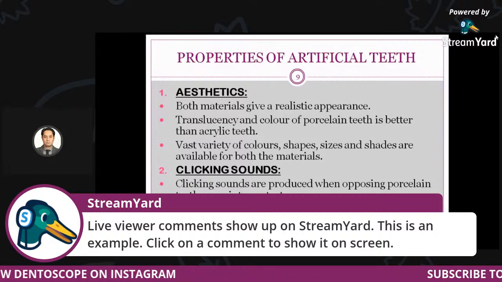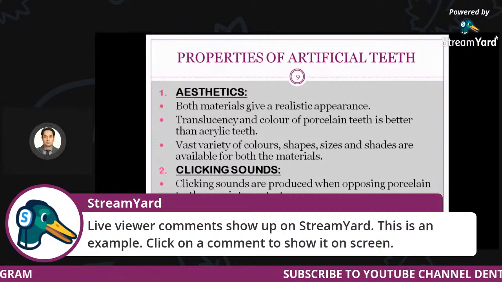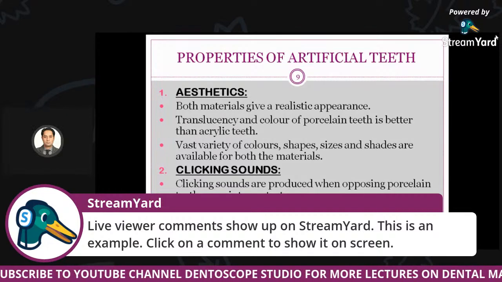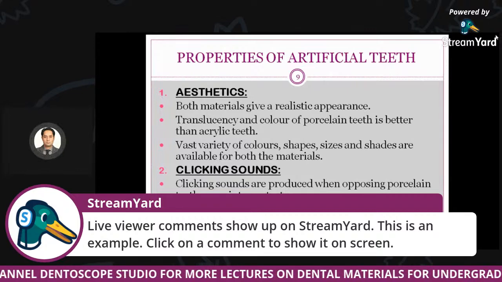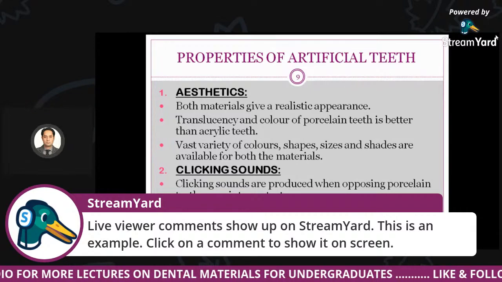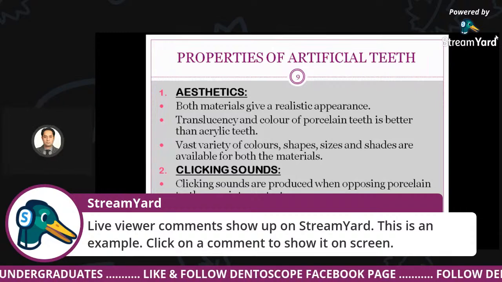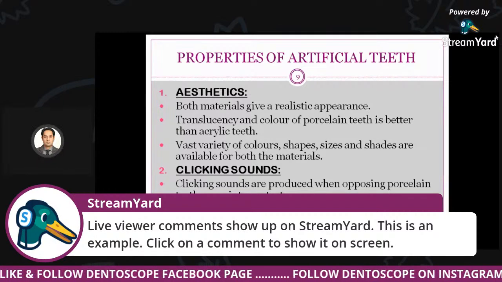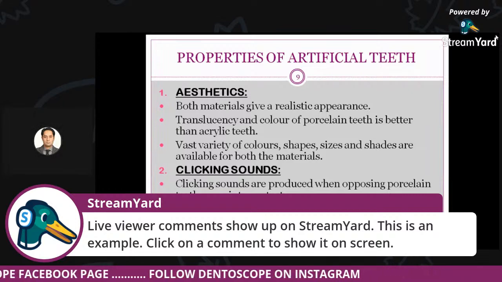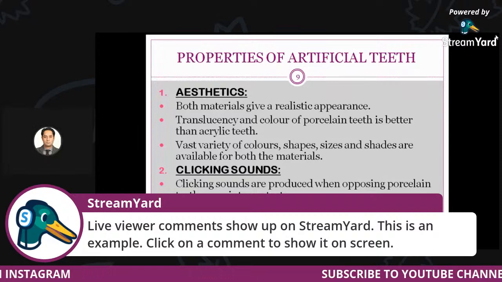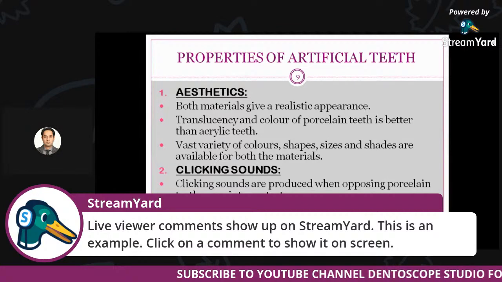And a variety of shapes, colors, sizes, and shades are available for both these types of artificial teeth, the acrylic and the porcelain one. So you can choose from the shade guide. You check the shade of the natural tooth of the patient, and then you can easily select the shade, size, and shape of any one of these artificial teeth.